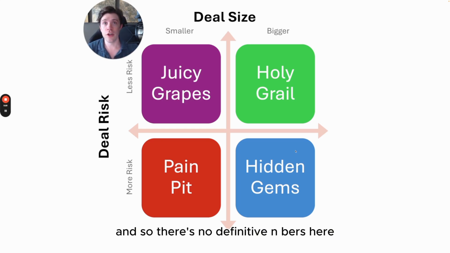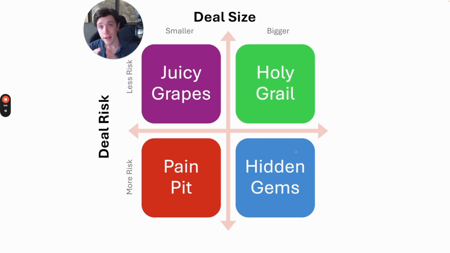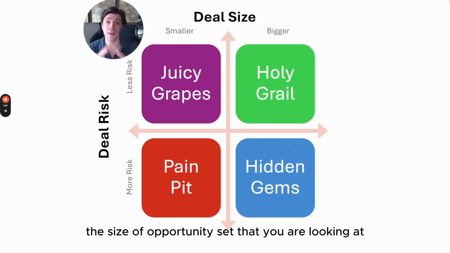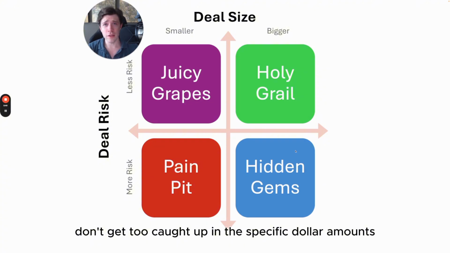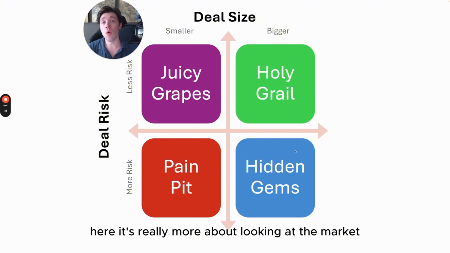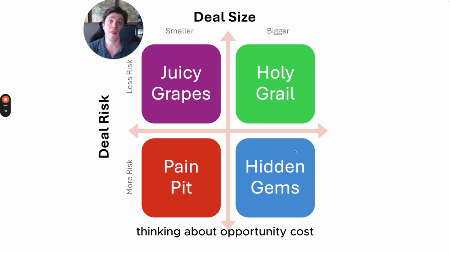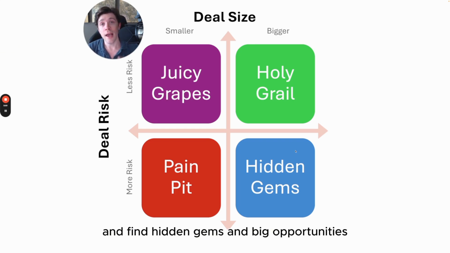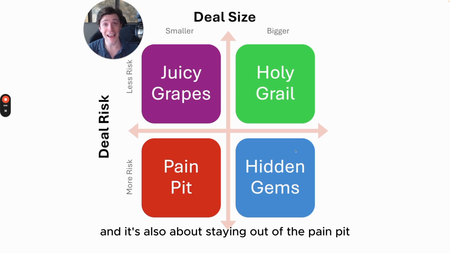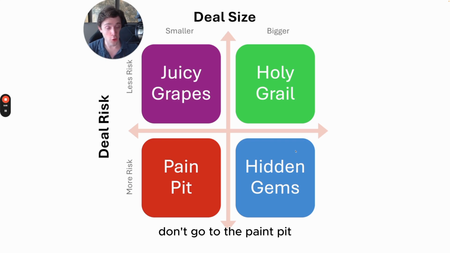There are no definitive numbers here, like a small deal is anything that's less than 500K of revenue or 500K of profit or whatever it is. It's all relative to the size of the opportunity set that you are looking at. So don't get too caught up in the specific dollar amounts here. It's really more about looking at the market, thinking about opportunity cost, and finding places where you can plug in and find hidden gems and big opportunities. And it's also about staying out of the pain pit. Don't go to the pain pit.